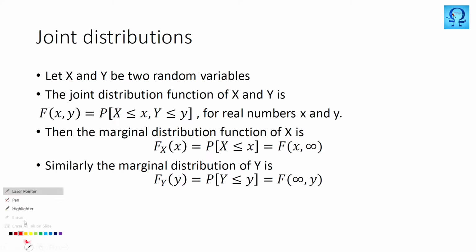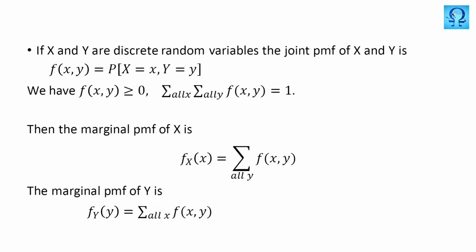Now, this thing I said, I said it is for discrete random variables, I'm sorry about it. It can be applied for both discrete and continuous random variables. Now we will move to the case when these variables are discrete random variables.